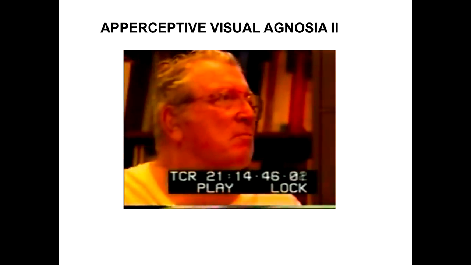He can't even decode a triangle from a circle from a square. That's how profound his problem is in decoding visual information and putting it into a whole. Okay?